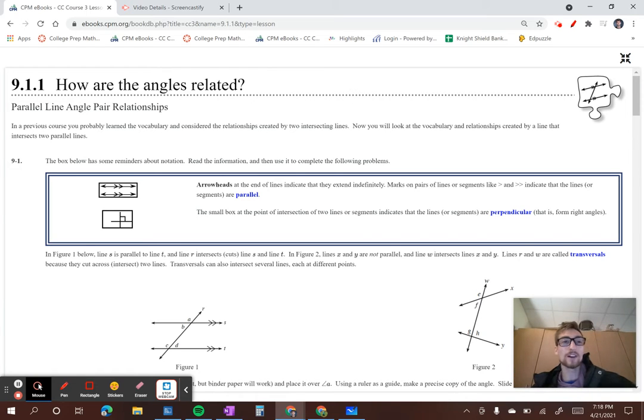All right, everybody. So here we are looking at 9.1.1, how are angles related? Parallel line angle pair relationships. Now that sounds kind of complicated, but I promise you it's really not too bad.